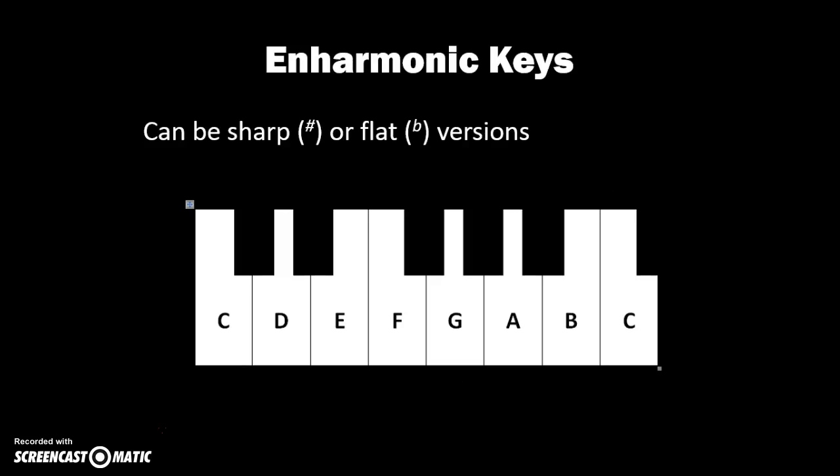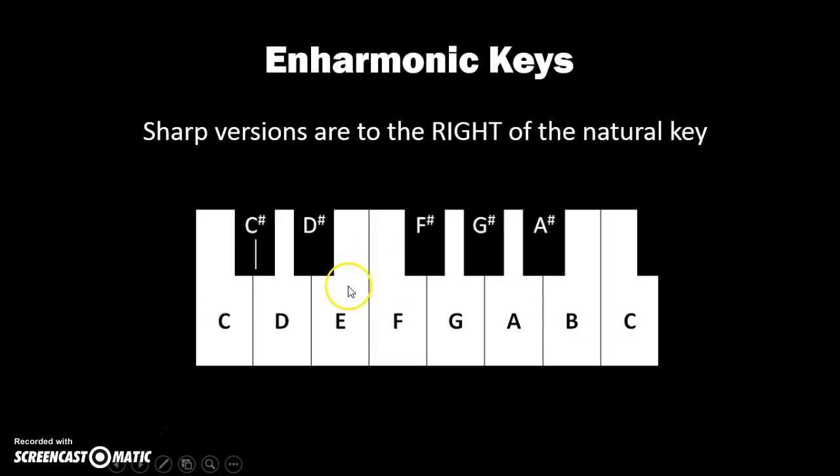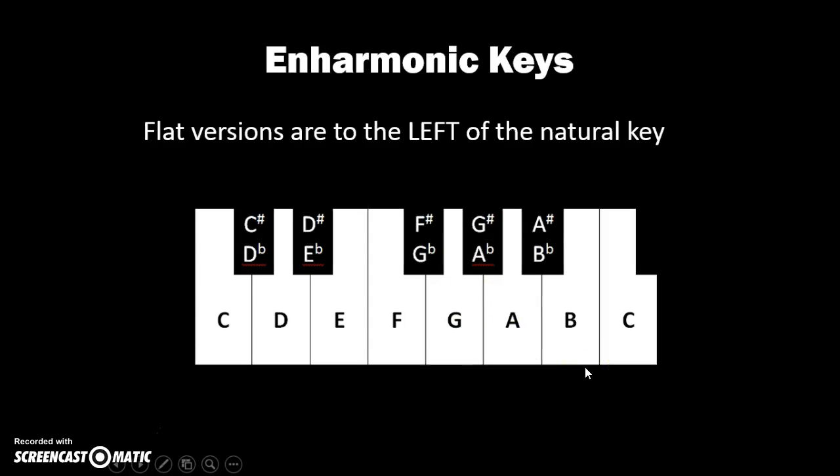Then we also have enharmonic keys, or the black keys, that can be sharp or flat versions of all of these regular letter names. The sharp versions are to the right of each natural key because we know a sharp raises the pitch. So C, this is a raised C, D, raised D, F, raised F, G sharp, and A sharp. Of course, you can have flat versions because a flat lowers the pitch by a half step. So starting on the right side here and going to the left, B flat, A flat, and down.